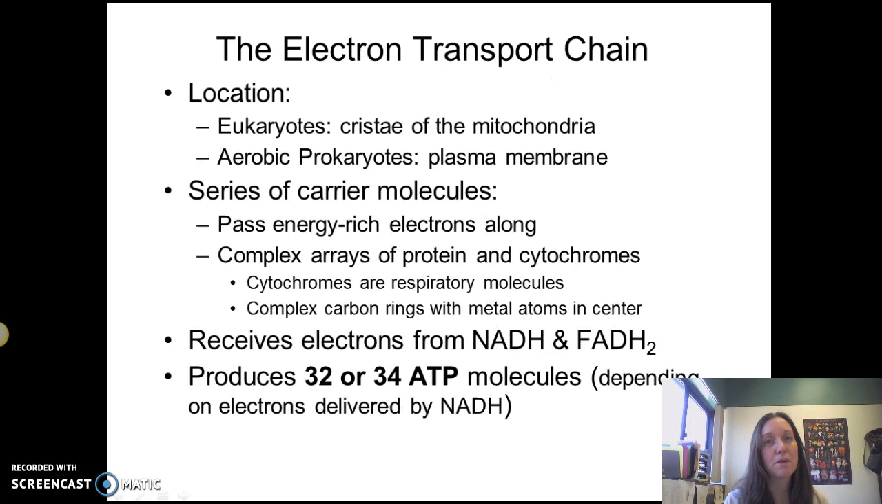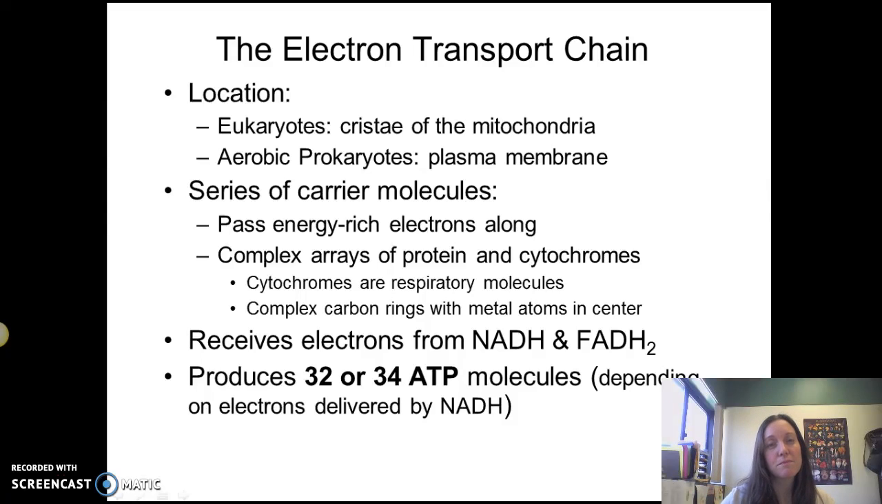So the final step of cellular respiration is the electron transport chain. And this occurs on the matrix, or in the cristae of the mitochondria, just the border of the matrix. Okay, the cristae is that infolded inner membrane. Now the electron transport chain is a series of molecules that need to be bonded in a certain order to take electrons.